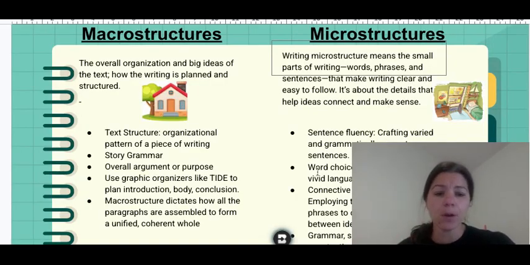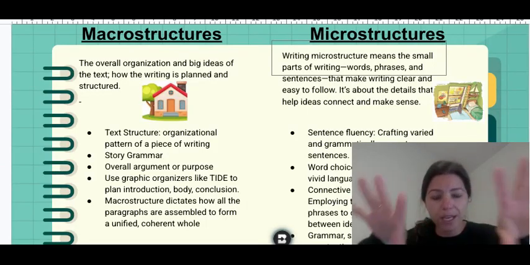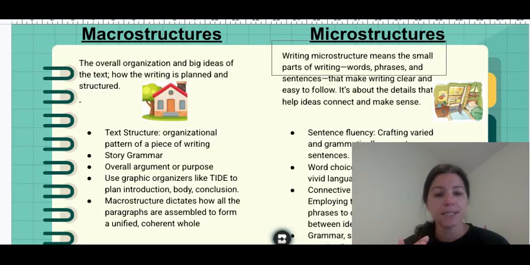And then when we think about our microstructures, we're talking about the small parts of writing. So if we're thinking about the microstructures, we're zooming in, we're inside of our house. So we're thinking of those words, those phrases, those sentences that make writing clear and easy to follow. It's about those details that help ideas connect and make sense. So we're talking about sentence fluency. We have to have varied sentences, a variety of simple, complex, and compound sentences.